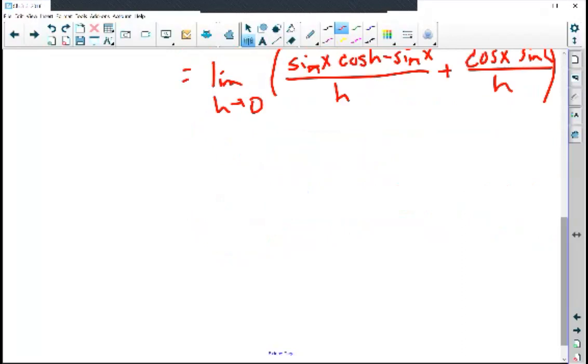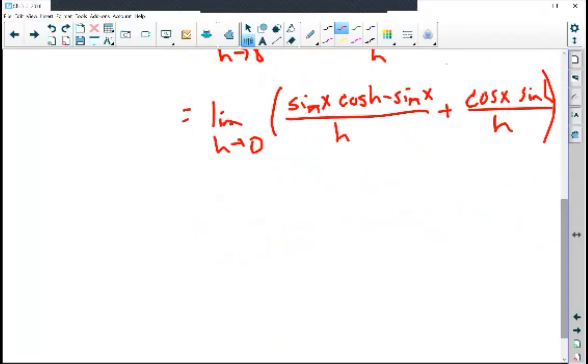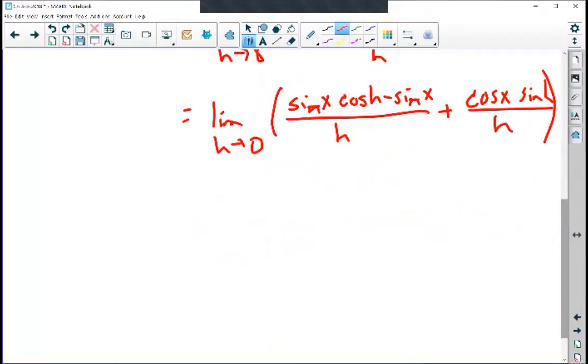All right. Then, so I don't confuse myself, I'm going to write this as the limit of this fraction plus the limit of this fraction. Just again, so that it's clear to me and I don't need the parentheses anymore.